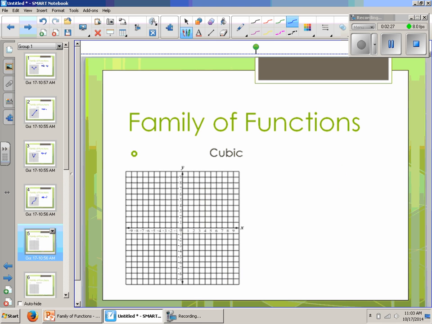I have another cubic. This cubic looks a little different than the other cubic. Still has the same equation, highest exponent of 3, but notice here I have 2 vertexes or 2 turning points. Therefore, I add 1 to make 3, and I have highest exponent of 3, which is a cubic.